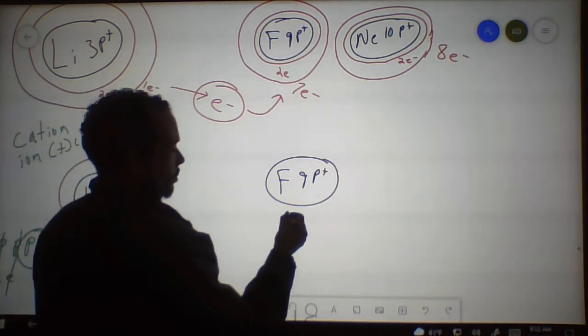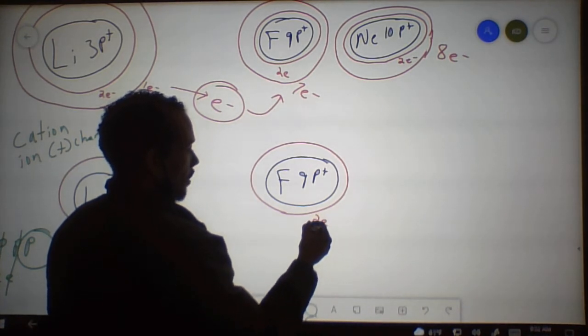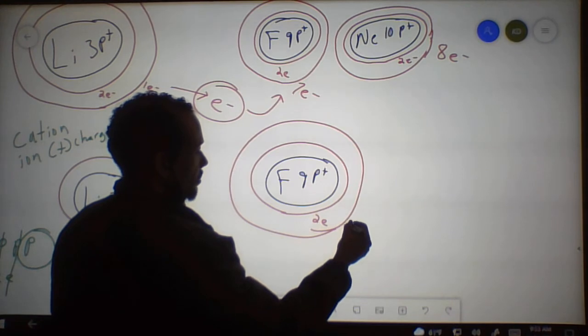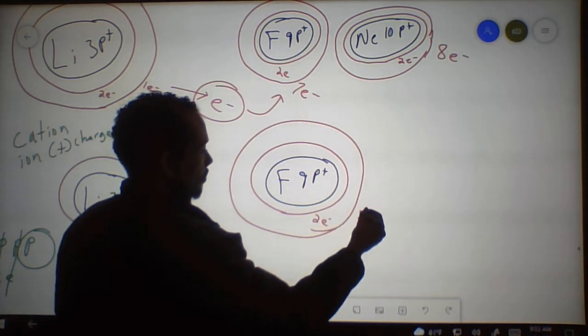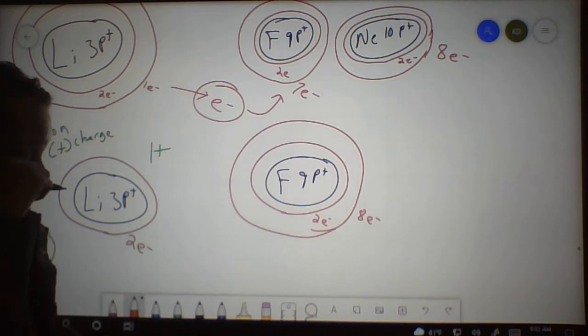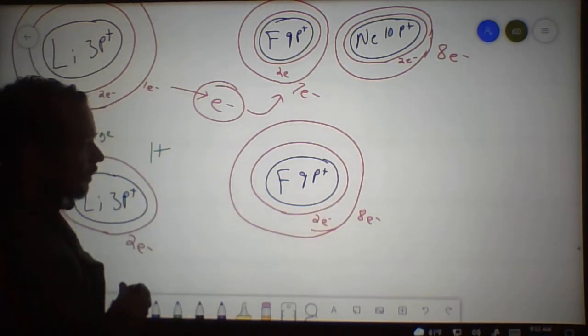This first shell still has 2 electrons. And now the second shell has gained an electron, so it's going to gain some size too. As I gain this electron, I did get a little bit bigger because now I have more stuff we need to spread out. Give me some room. I'm a big fella now.